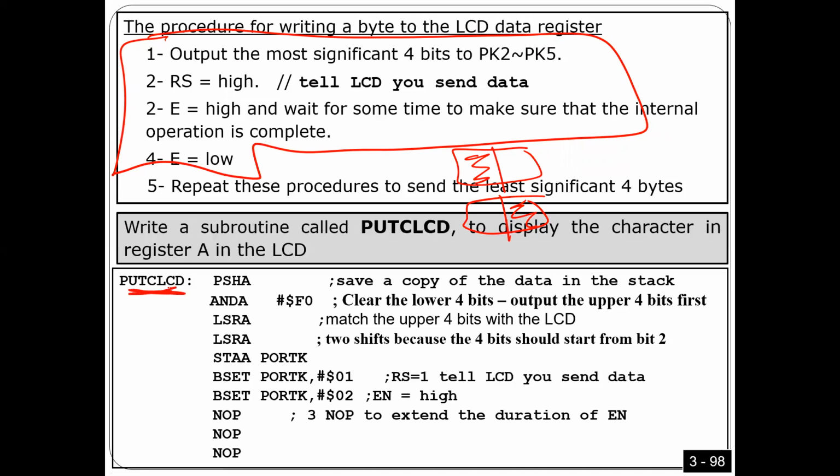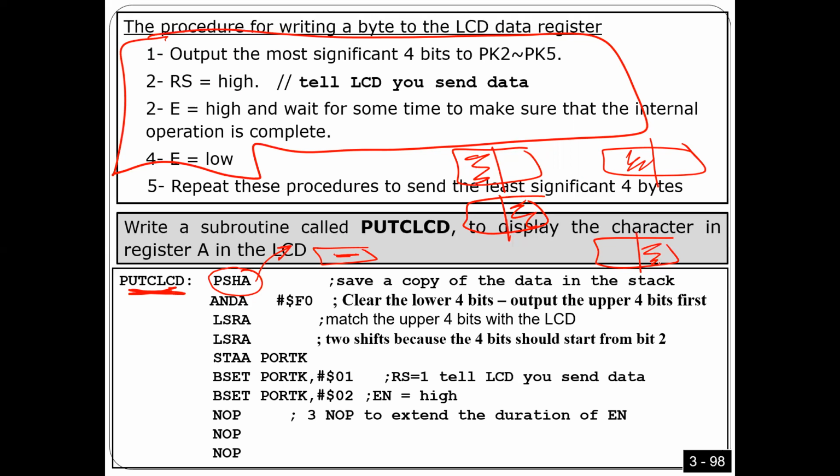Put character LCD. Okay, so you can see here, first of all, push A. I'm going to tell you why I push A: because I need it later. Remember, register A should have my ASCII. Now I'm going to change register A in order to get the most significant 4 bits, right? So that's why I need to keep it, because later I have to get it back so that I can work on the least significant 4 bits.